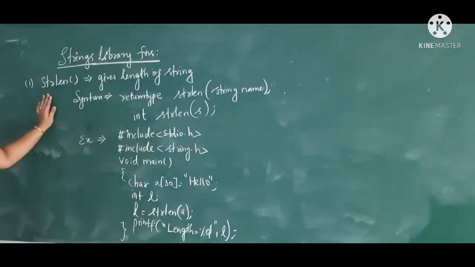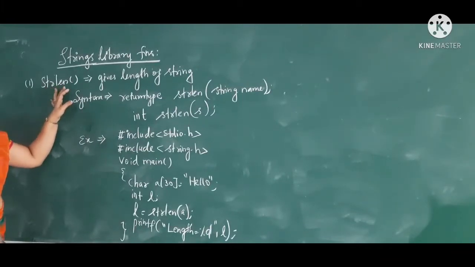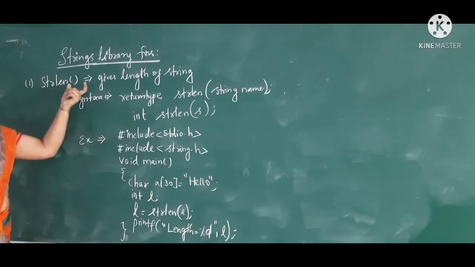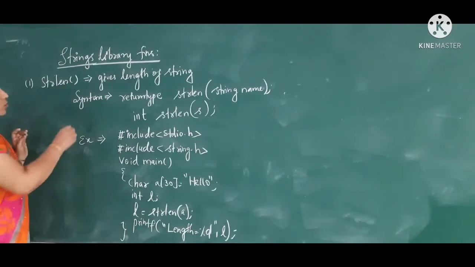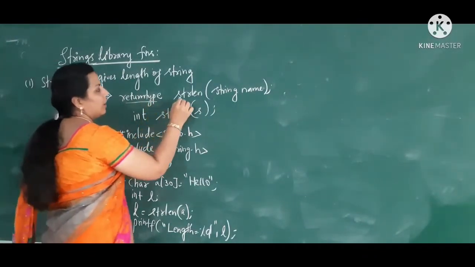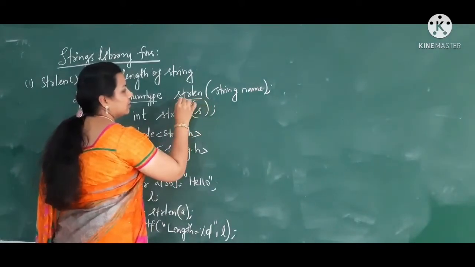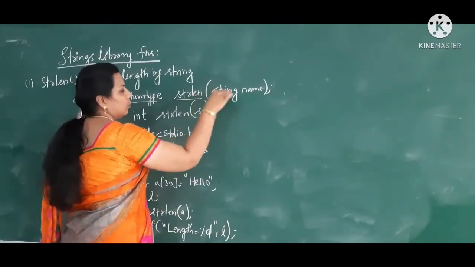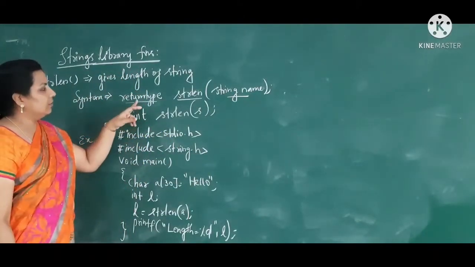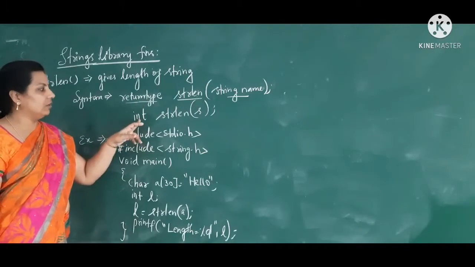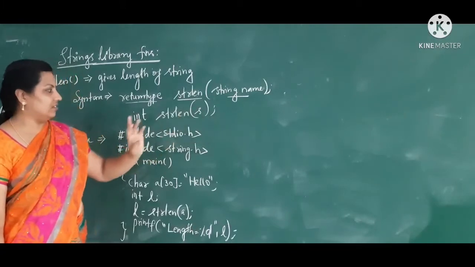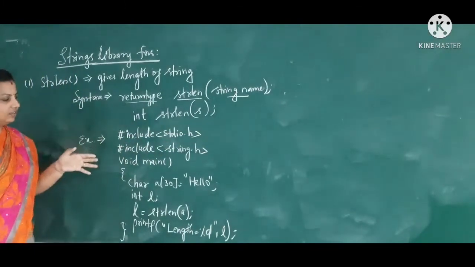Now let us see first strlen, that is string length. The name itself specifies it: this function gives the length of the string. Now what is the general syntax? You use the return type, followed by the function name strlen, and within parentheses you specify your string name. For example, if my return type is int, followed by strlen of the string name s. Now let us see an example.